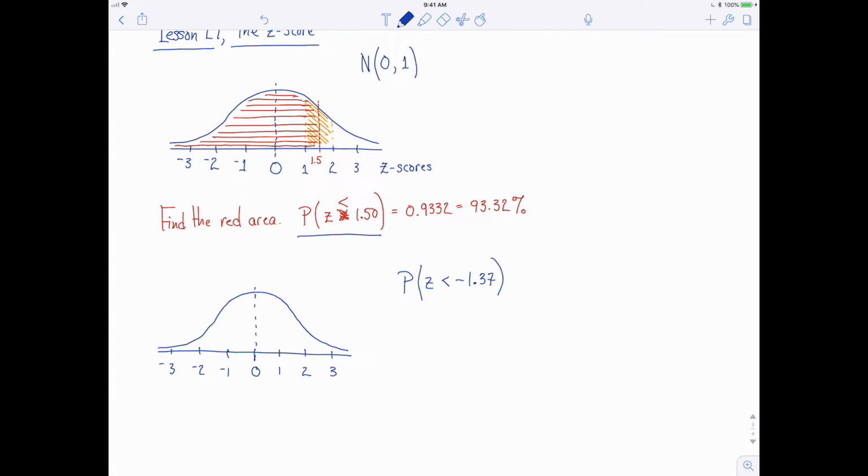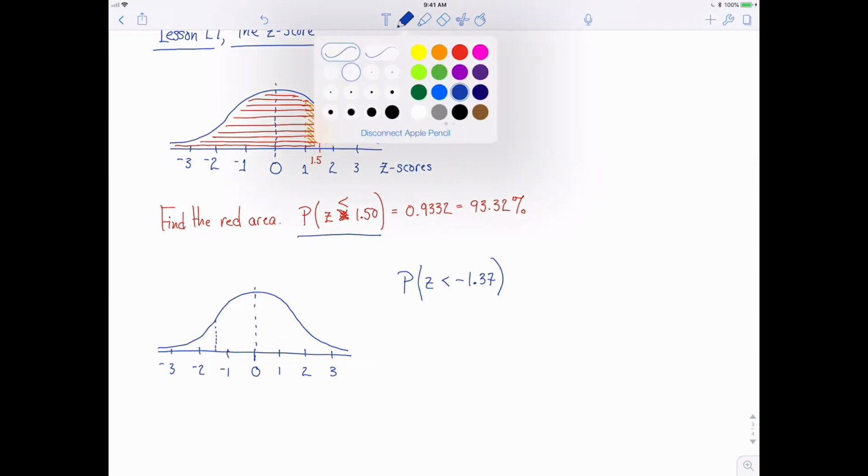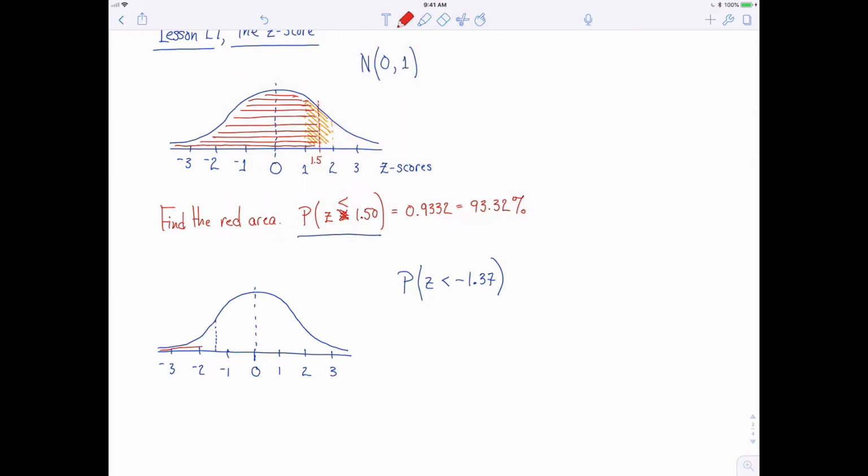-1.37. So if I draw my picture, -1.37 is about there. So let's shade that in red. And so we'll do that. So that's the area of the picture that I want to find.